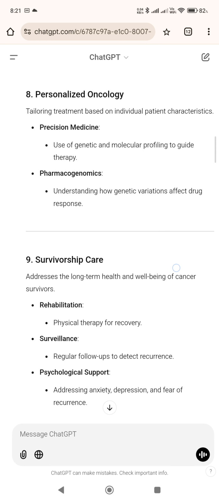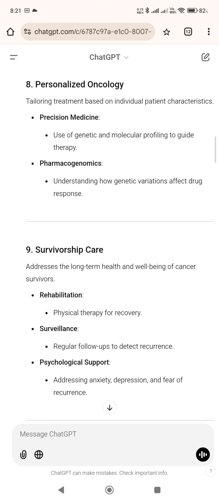8. Personalized oncology, tailoring treatment based on individual patient characteristics. Precision medicine, use of genetic and molecular profiling to guide therapy. Pharmacogenomics, understanding how genetic variations affect drug response.